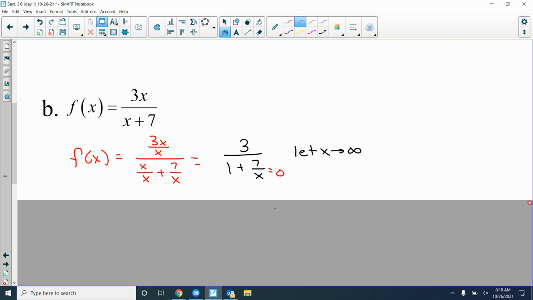What does that then boil down to? It's just 3 over 1 plus 0, which is what? 3 over 1. So this whole thing, as x goes to infinity, is going to get close to 3. That's your horizontal asymptote. As I plug in really big numbers, that's going to get close to 0. I'm going to be left with 3 over 1.